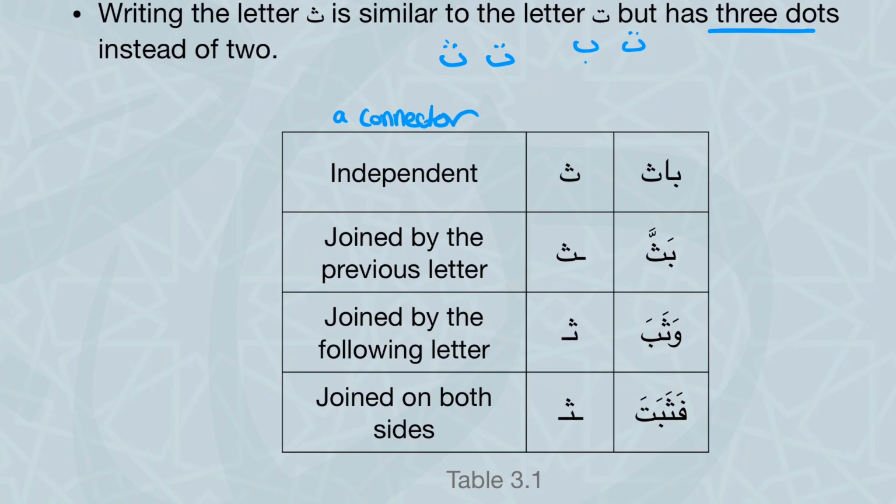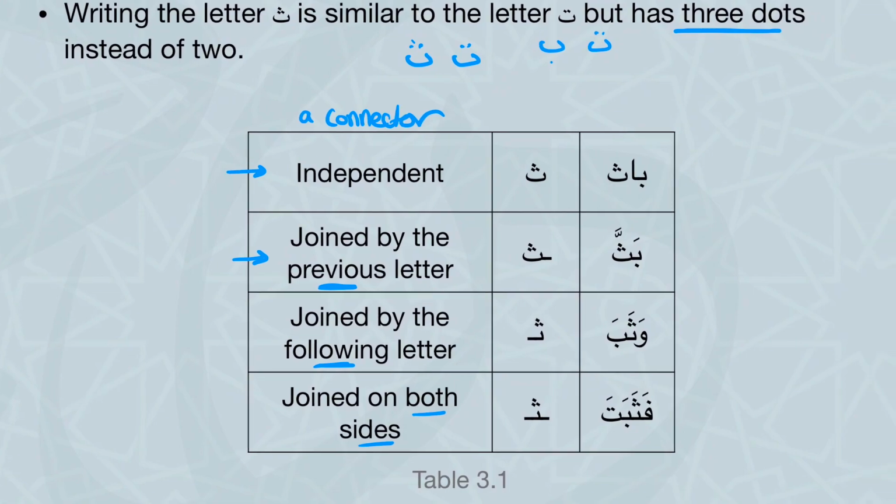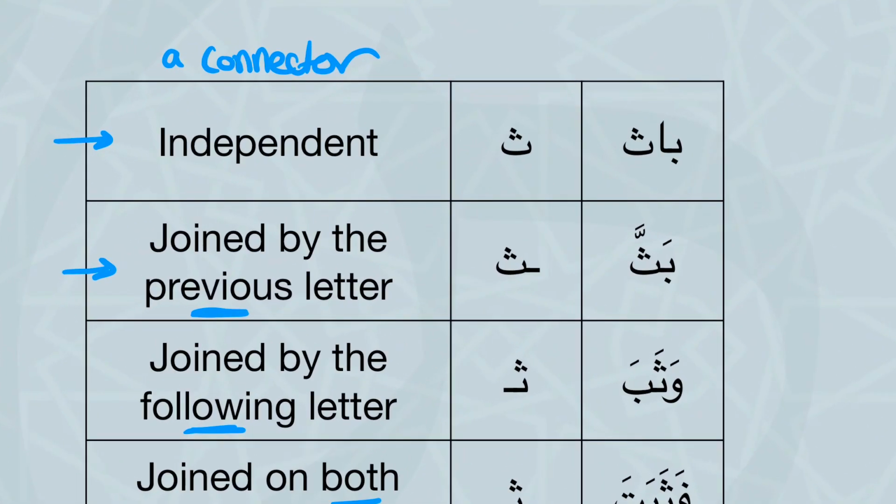What does a connector mean? That means it's a sticky letter. It connects to either the letters that are before it, or the letters that are following it, or the letters that are on both sides. It connects to both of them. And it can present itself as an independent or a standalone letter. And how would we write them? So let's look at the standalone letter where it comes after a letter that does not connect, like the alif. The alif does not connect to something after it.